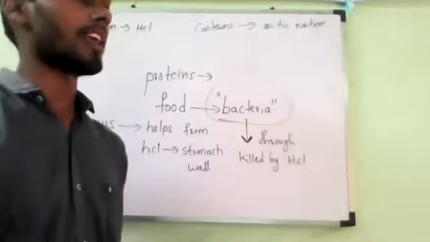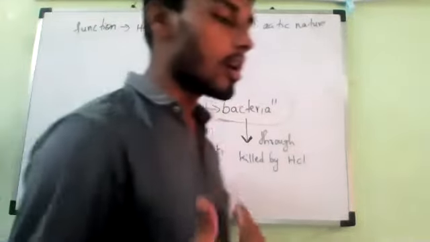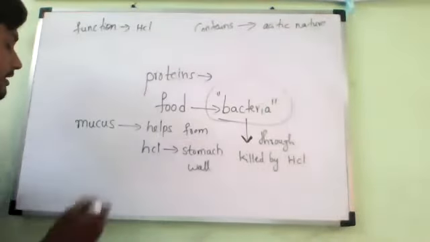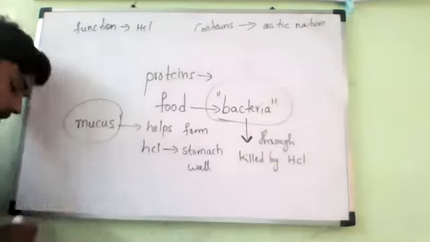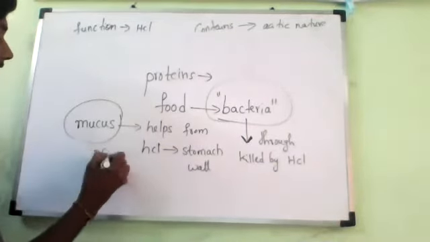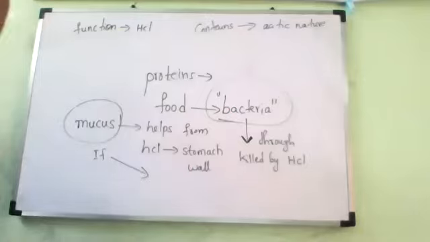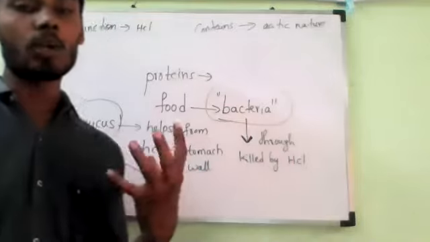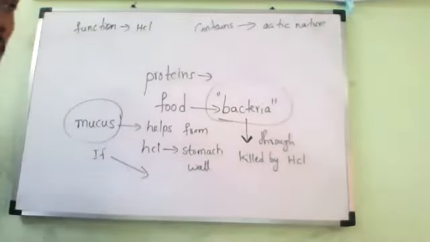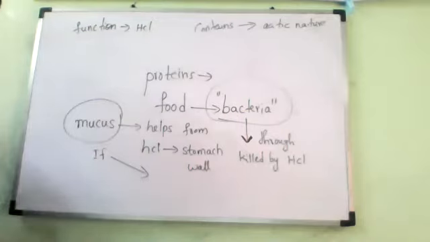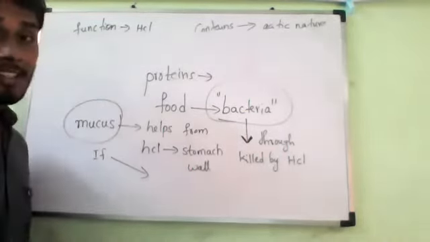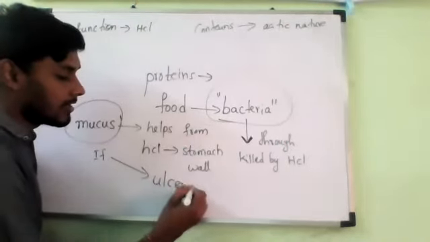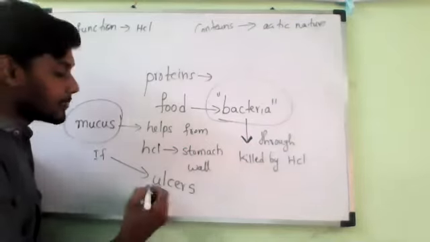Two questions will rise. Who will protect our stomach walls from the own secretion of hydrochloric acid? Mucus. If mucus is not released, hydrochloric acid will start burning or eroding the inner lining of the stomach, which means killing it slowly. That only leads to a disease called ulcer. Yes, sir. Ulcer. What is the spelling?